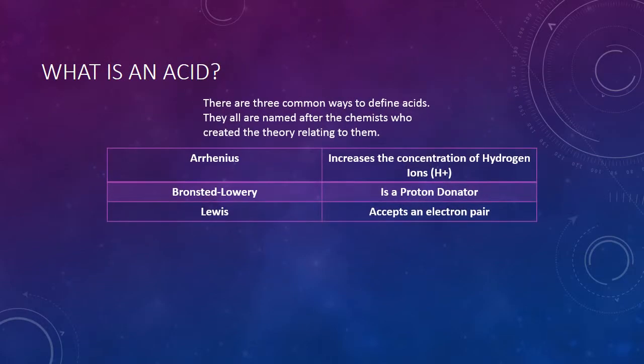Basically, there are three definitions that we attribute to acids that were theorized by chemists long ago. The first definition is by Arrhenius, which states that any substance that increases the concentration of hydrogen ions within a substance is considered an acid. Then there's the Bronsted-Lowry definition, which basically says any substance that is a proton donor is an acid, such as H+, which is basically just a proton. Then there is the Lewis definition, which states that any substance that accepts an electron pair to form a covalent bond is an acid.